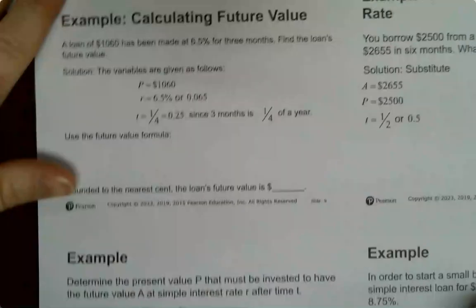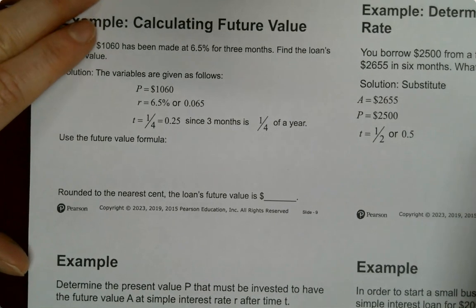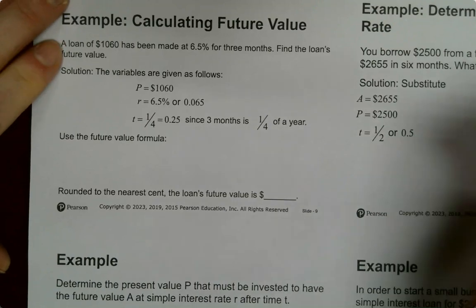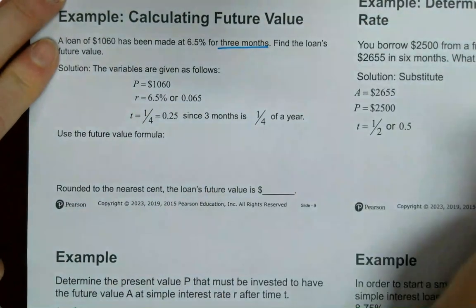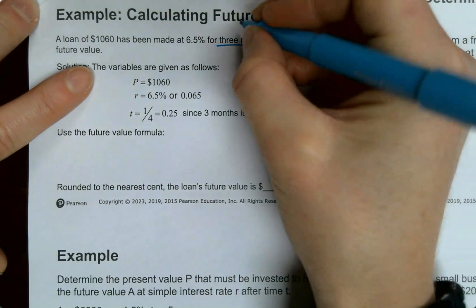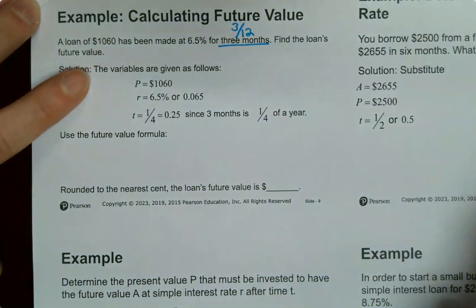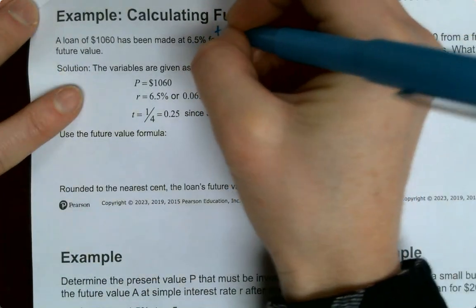So here's an example where it says the loan is 1,060, 6.5% is the interest rate for 3 months. Find the loan's future value. This is a little different from the previous ones because normally we have 6 years. Well, now we have 3 months, so you've got to do it as a fraction or as a decimal. There's 12 months, so 3 out of 12 is our time.